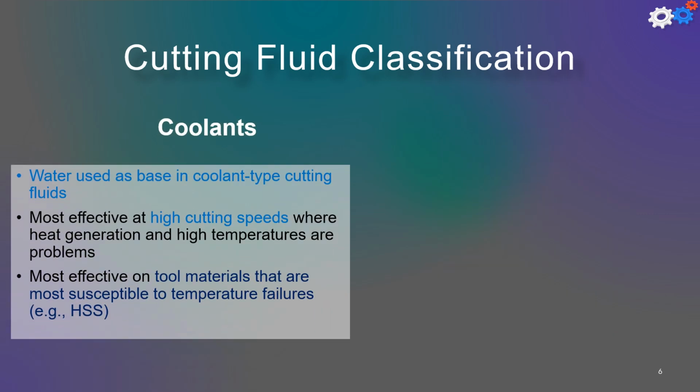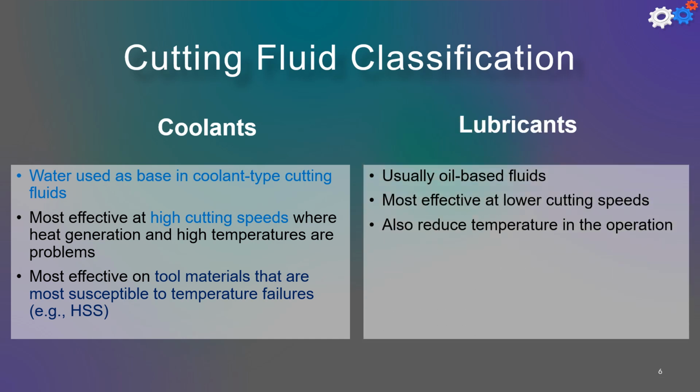In the coolants, water is used as a base in the coolant-type cutting fluids. It's most effective at high cutting speeds, where heat generation and high temperatures are the problems. It's most effective on the tool materials most susceptible to temperature failures, like high-speed steel. The lubricants are usually oil-based fluids, most effective at lower cutting speeds. They also reduce the temperature in the operation.